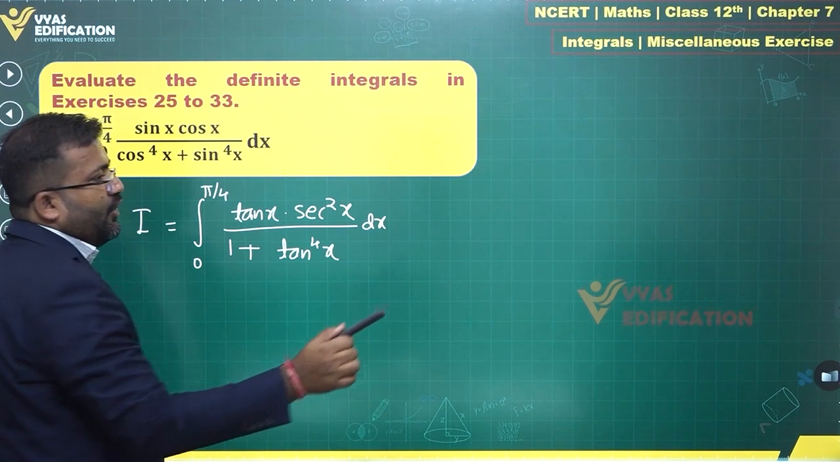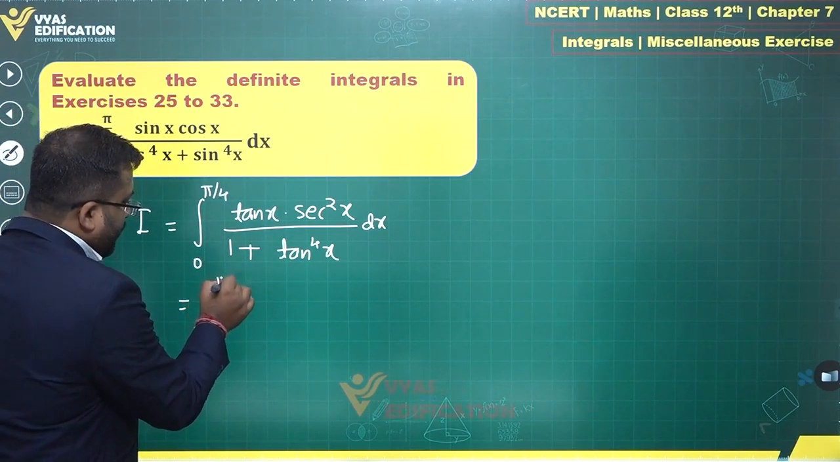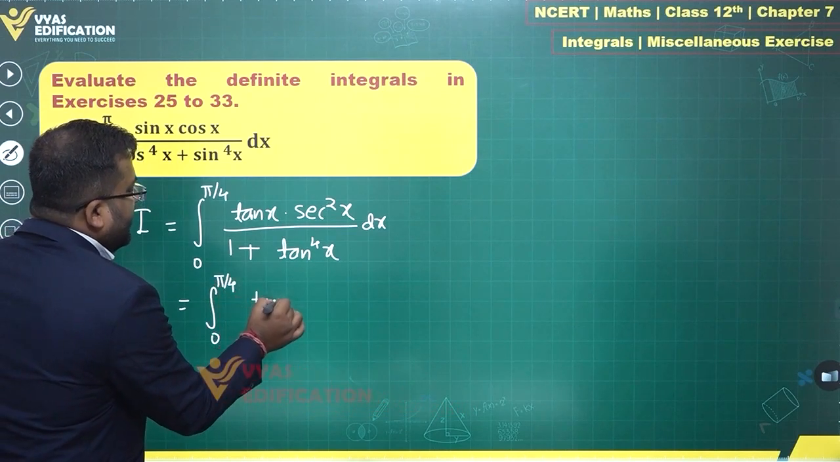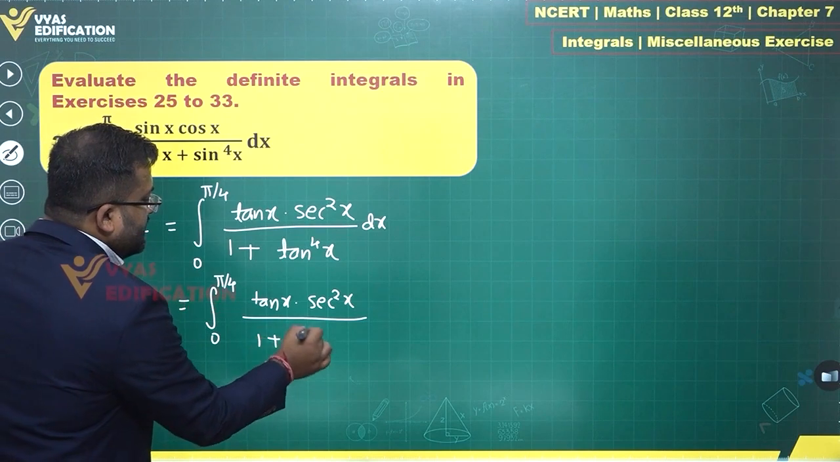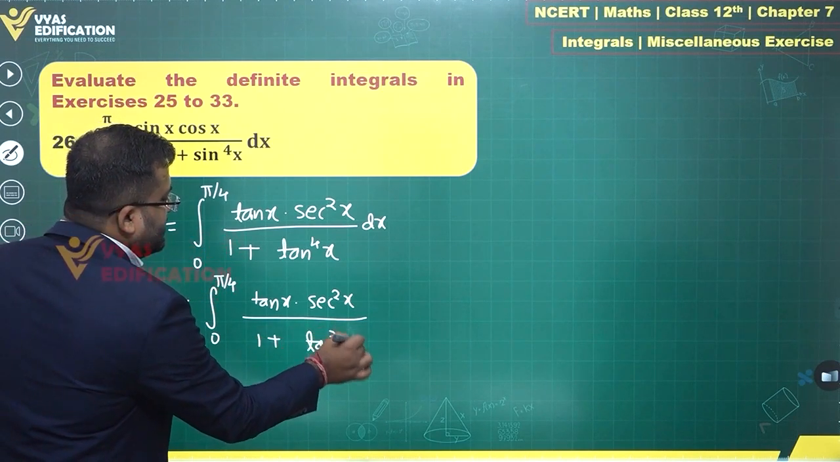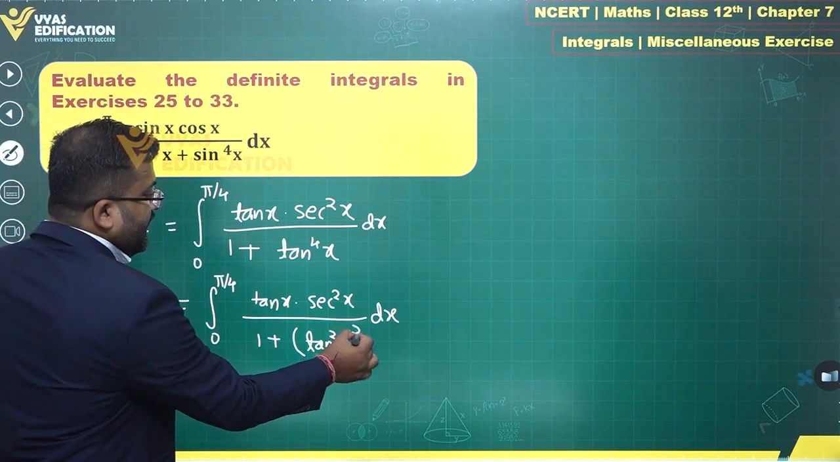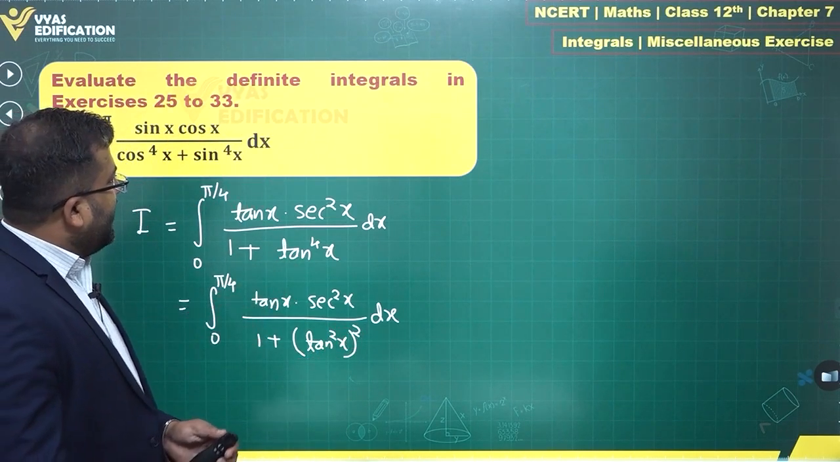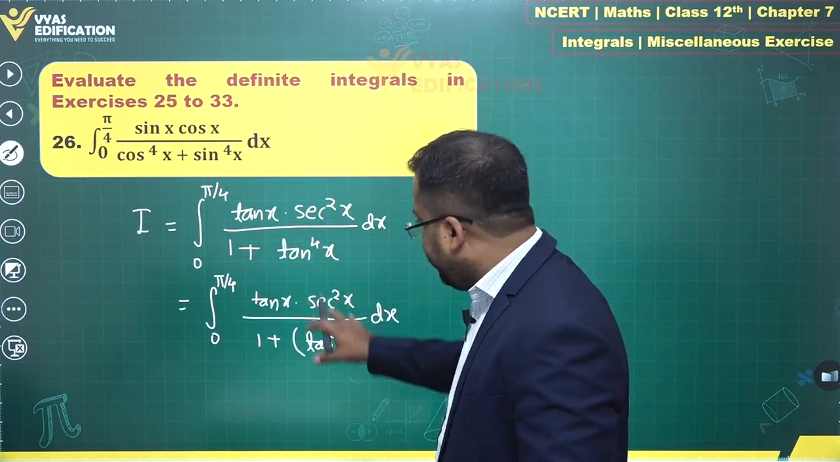dx. And now can you observe that, okay, this is 0 to pi by 4, that's okay. This is tan x into sec square x, which is okay. This is 1 plus square of tan square x, dx. Square of tan square x. This step has been obtained by dividing numerator and denominator by cos power 4x. And after that, we have simply written it as this.